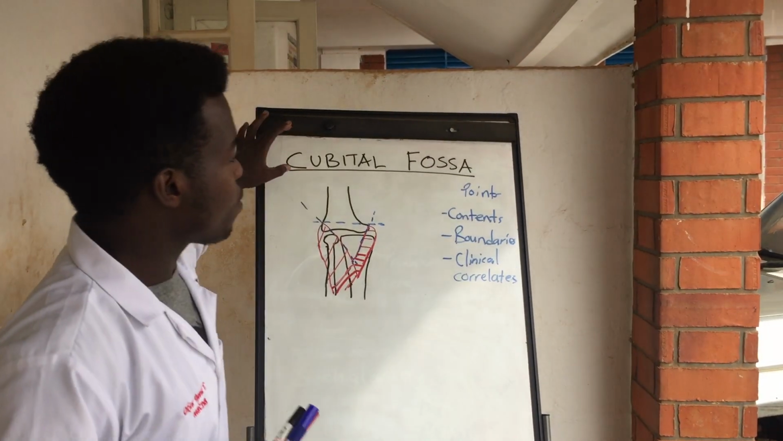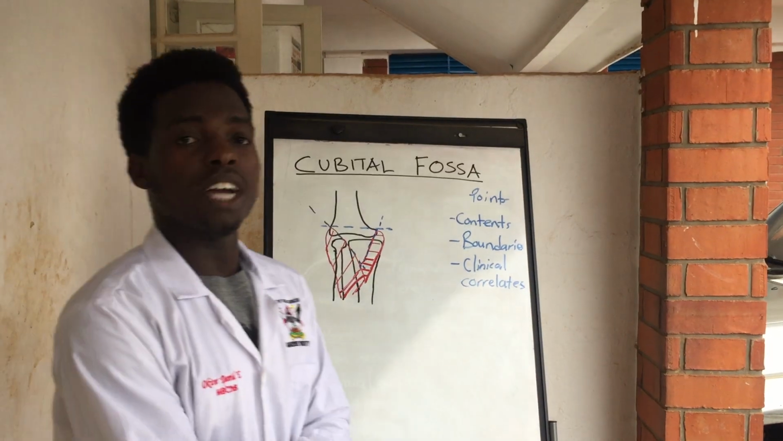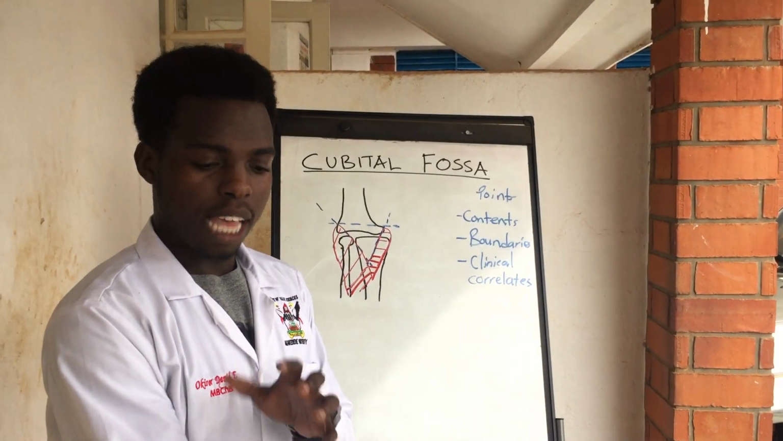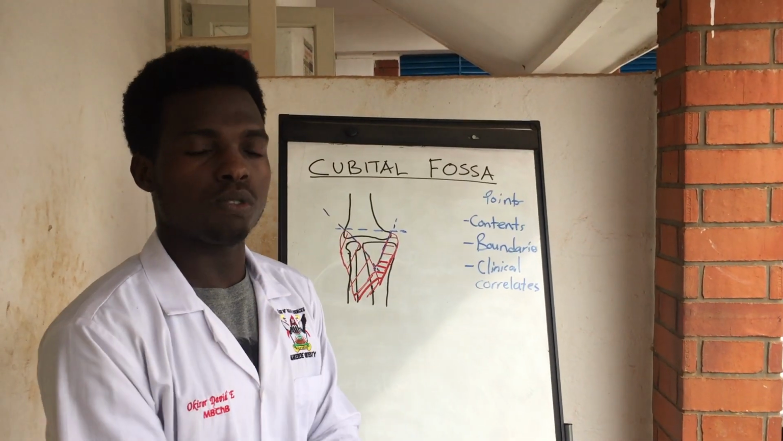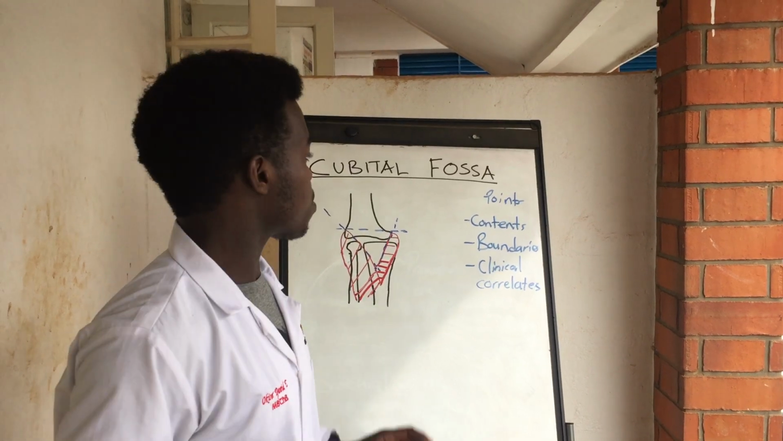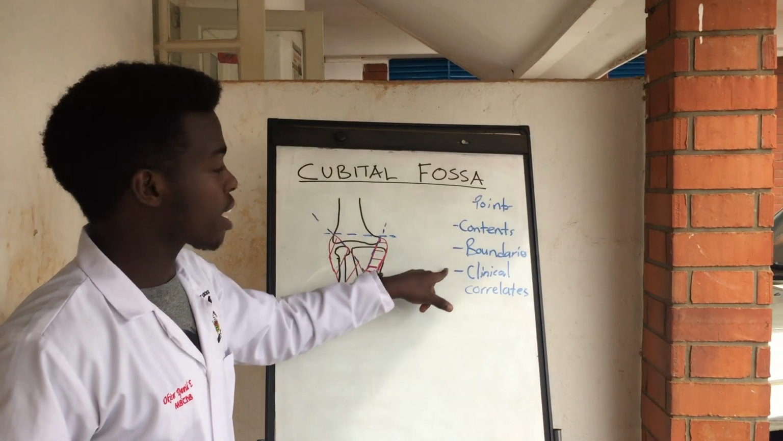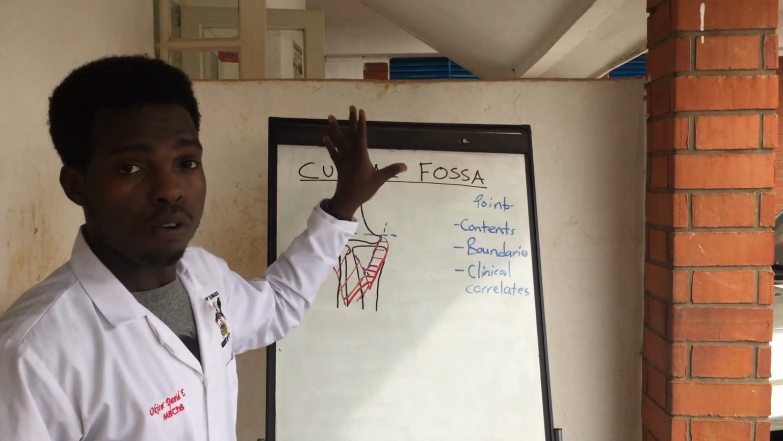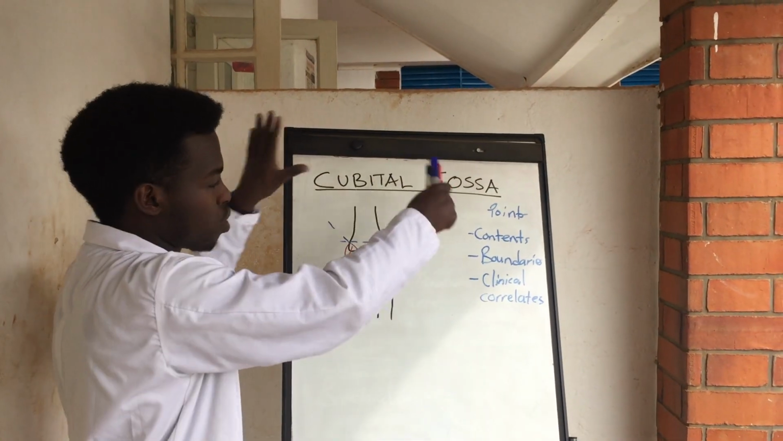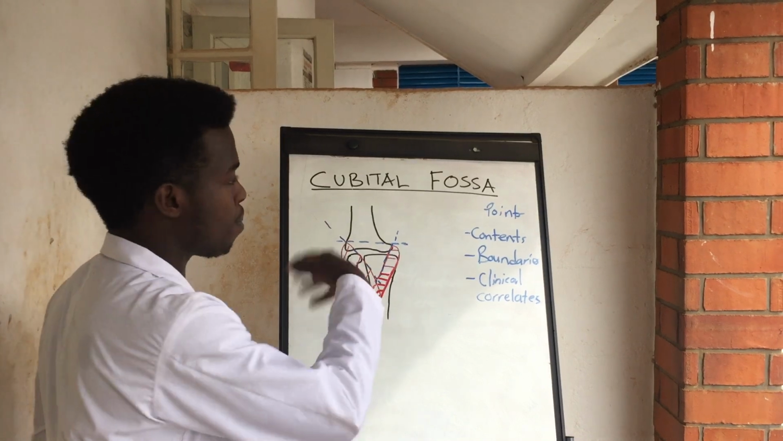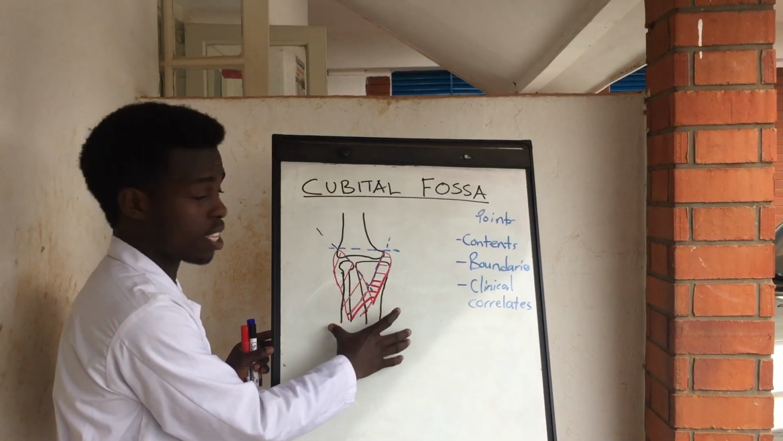So Cubital fossa is just a triangular depression that acts as a transition from the arm to the forearm. So at this point we are going to look at the contents of the Cubital fossa, the boundaries and the clinical correlates of the Cubital fossa. So basically, I'm going to give a general outline about the Cubital fossa in relation to this diagram.